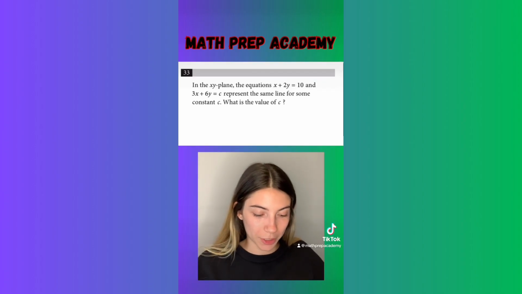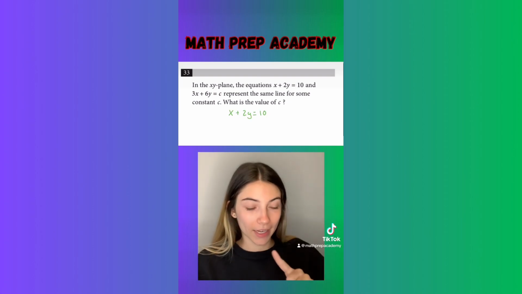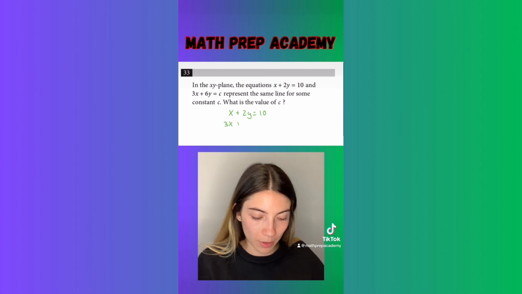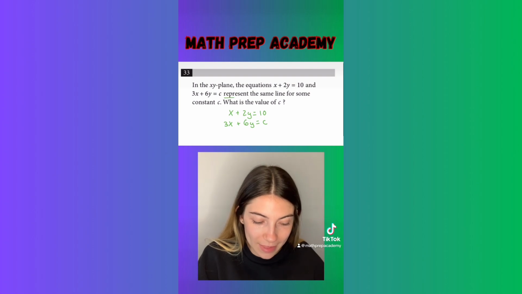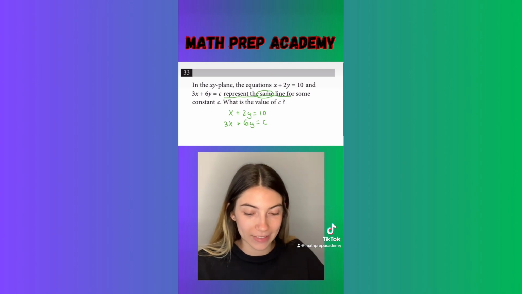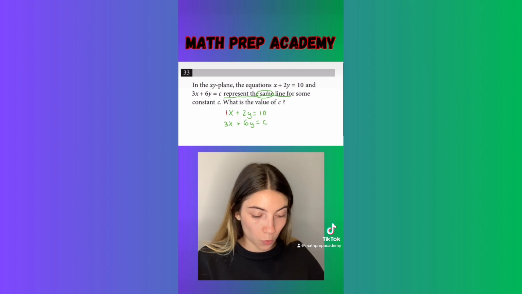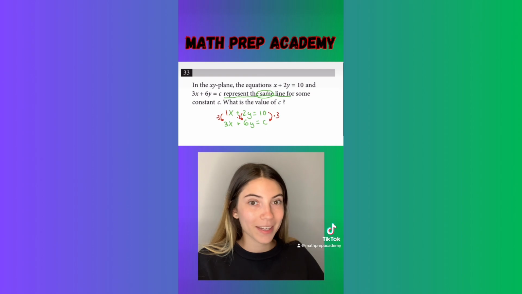Well, they give you two equations. They give you that x plus 2y is equal to 10. And the second equation is that 3x plus 6y is equal to c. And they tell you they represent the same lines, same being the key word. So these two lines are exactly identical. So how do we go from the top to the bottom? Well, this is 1x, right? Times 3 is 3. 2 times 3 is 6. So 10 times 3 is going to be 30. So our answer is 30.